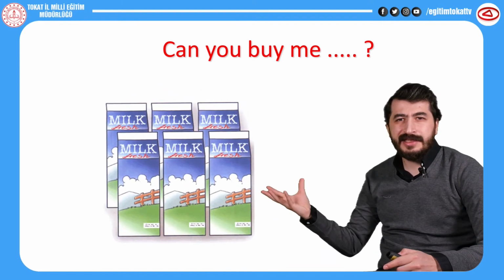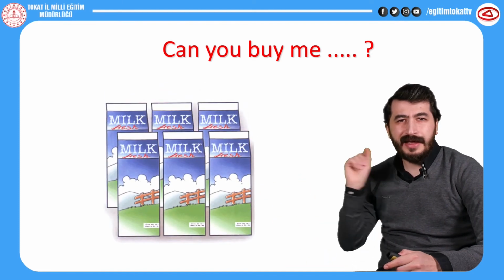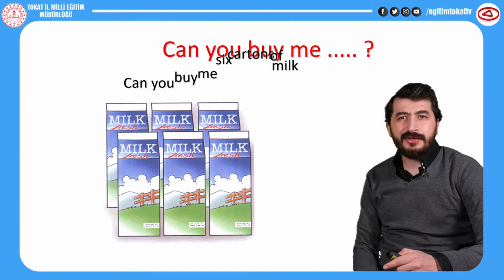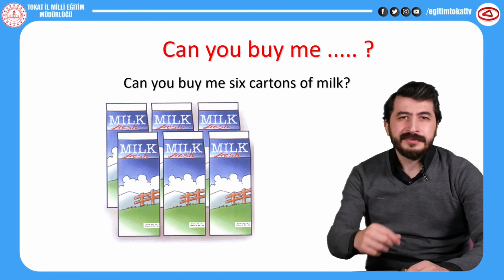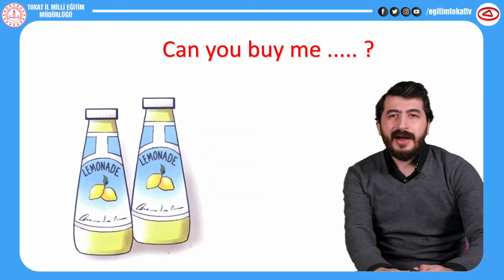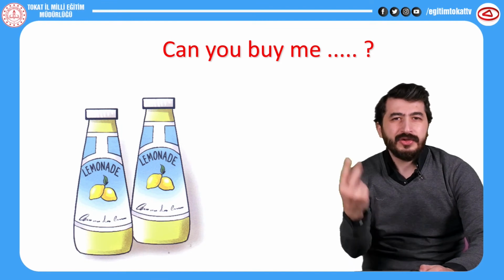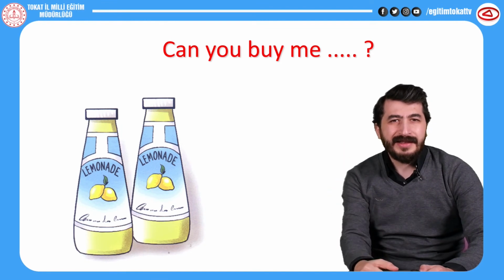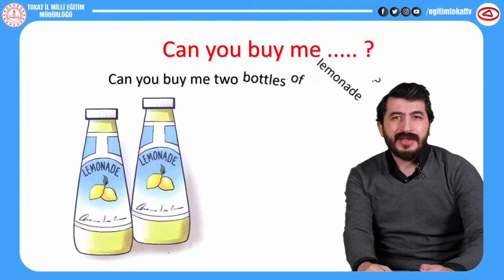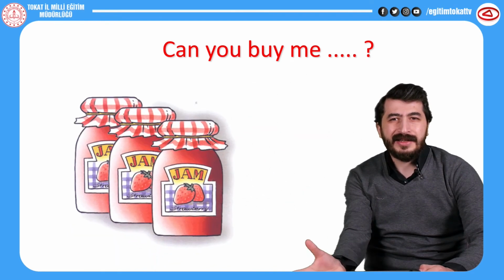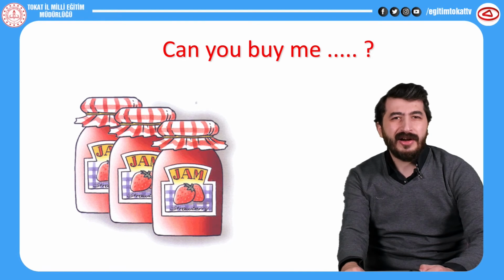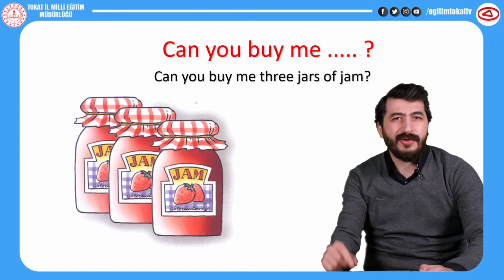Here we have 6 cartons here. So ask question. Can you buy me 6 cartons of milk? Very good. And can you buy me? We have not 1, 2. So bottle. What can we say? Can you buy me 2 bottles of lemonade? 2 bottles of lemonade. And here we have jar of jam. So can you buy me 3 jars of jam?